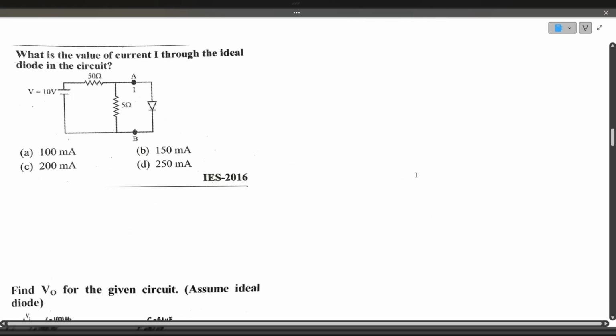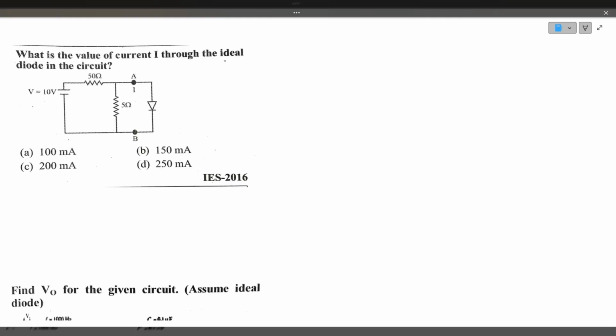What is the value of the current I through the diode, ideal diode, in the circuit? He's asking, the diode is ideal, and what is the current flowing through the diode? See, if the diode is ideal, the diode acts like a short circuit. So this is 10 volts, 50 ohms, 5 ohms, and the diode acts like a short circuit.